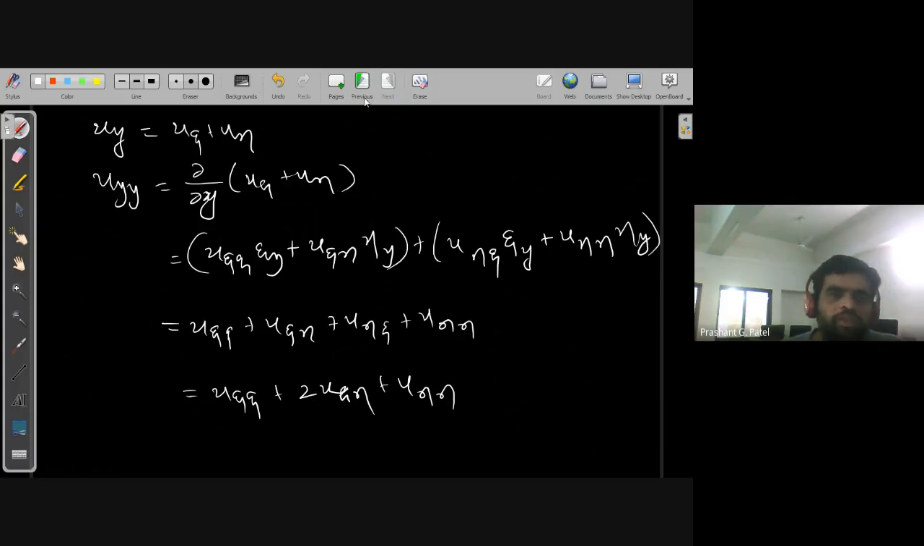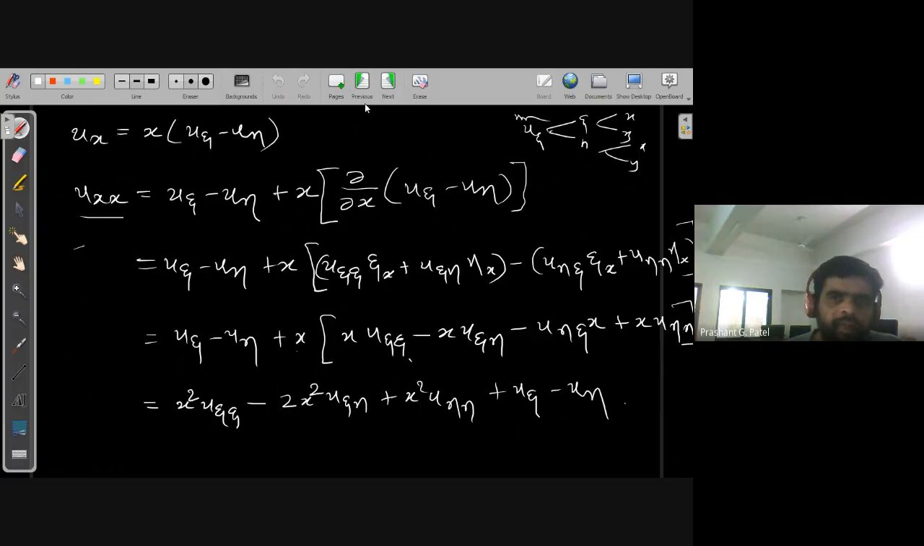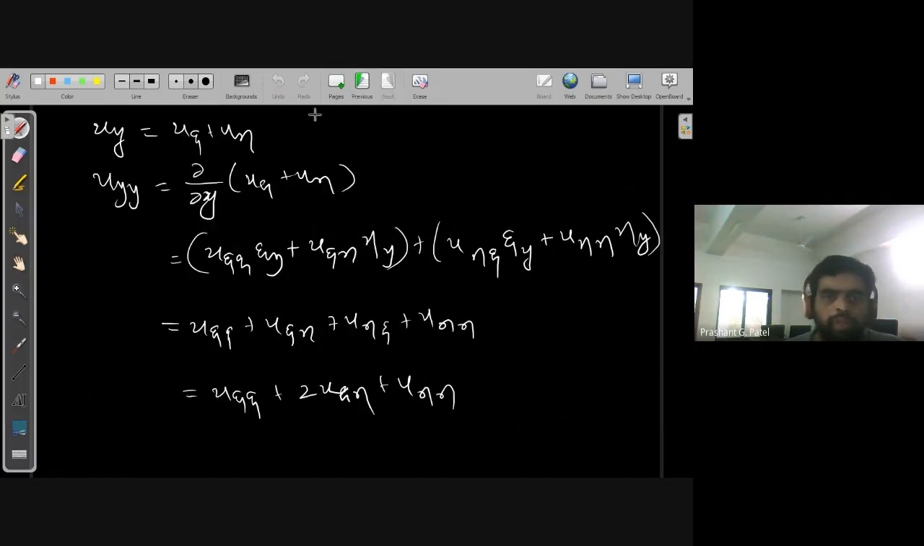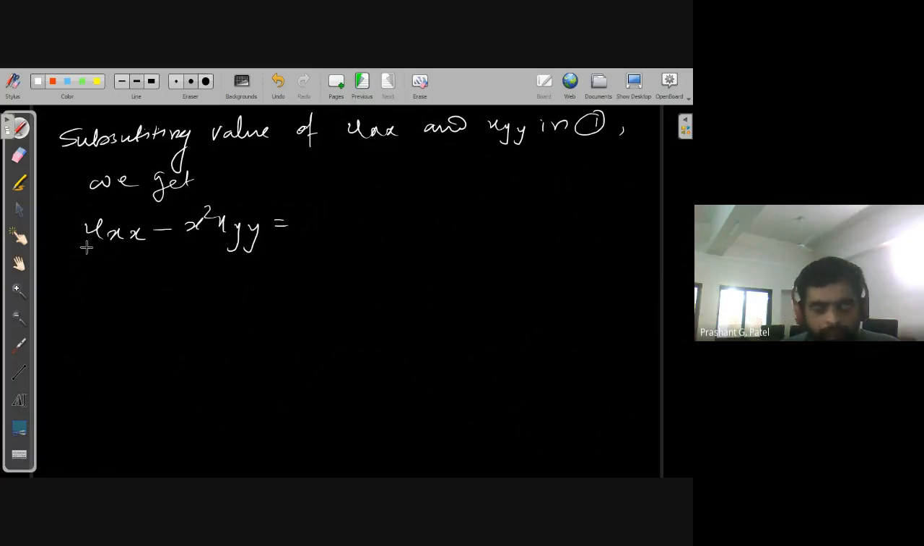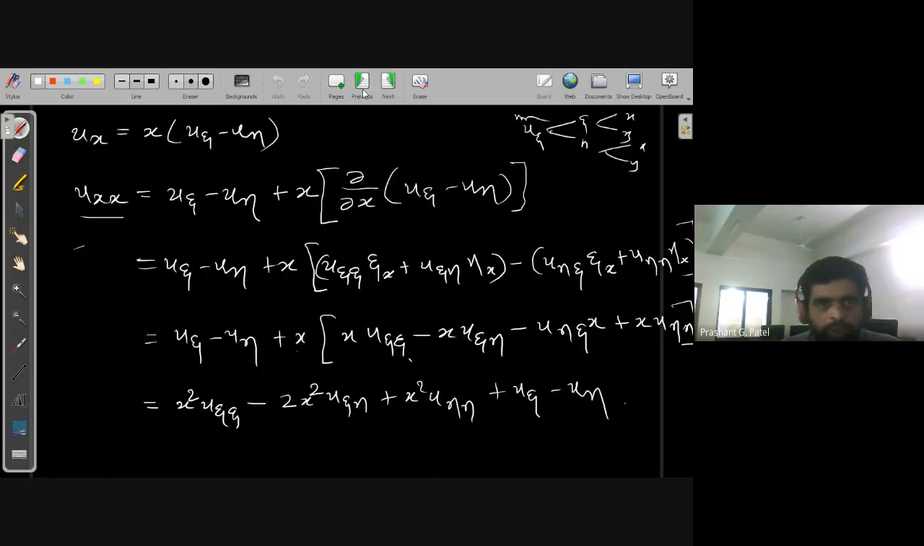Now substituting this value of uxx and uyy into equation 1. Equation 1 is uxx minus x square uyy. The value of x we have calculated from here. Let us substitute that.